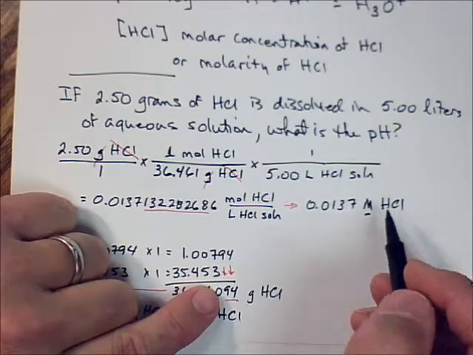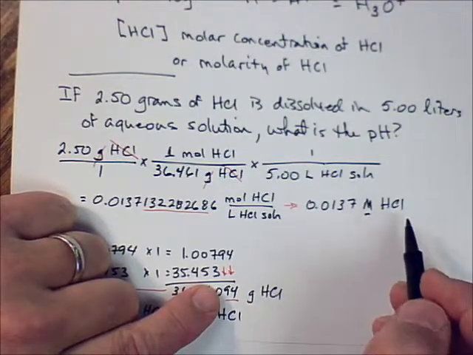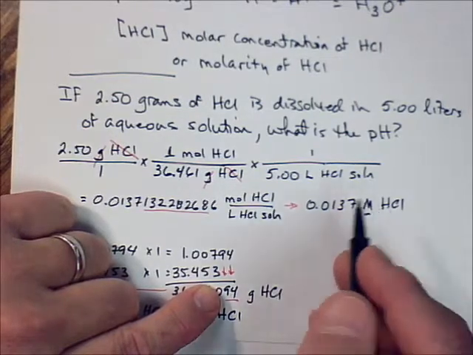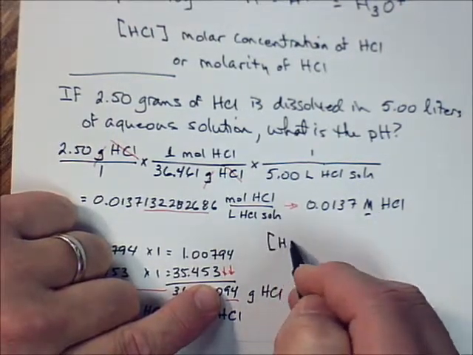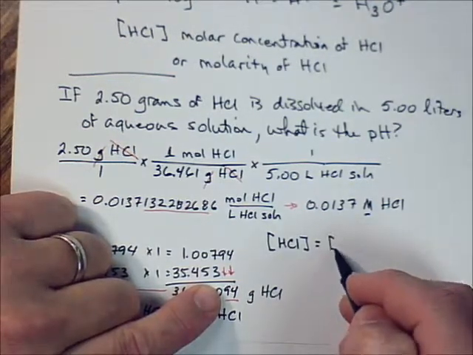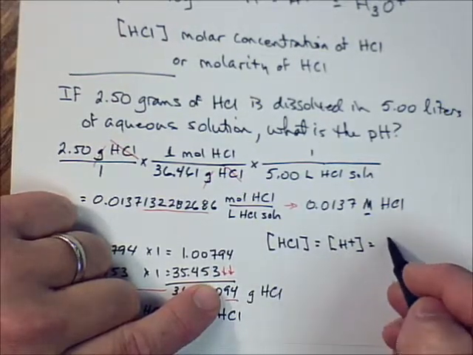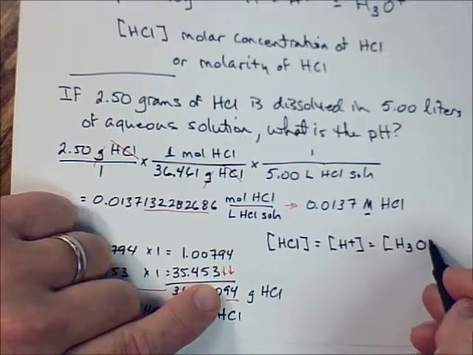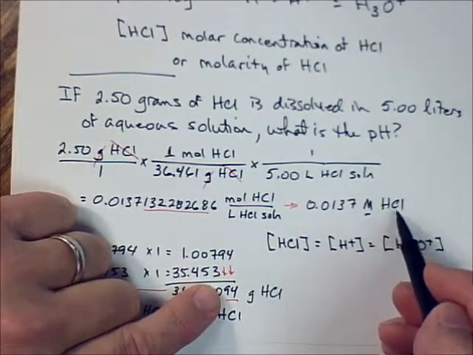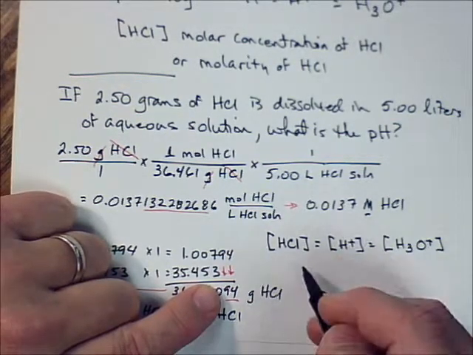Since this is a strong acid, since it only has one hydrogen to be given away, then and only then, the molar concentration of HCl will be the same molar concentration as the hydrogen ion and will be the same molar concentration as the hydronium ion. Only because it's a strong acid and it only has one proton to be given away.